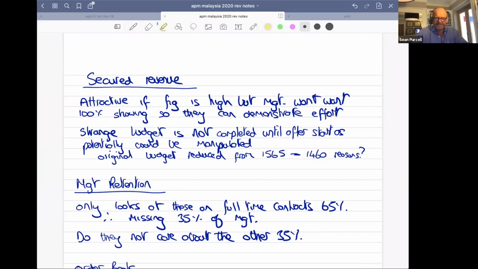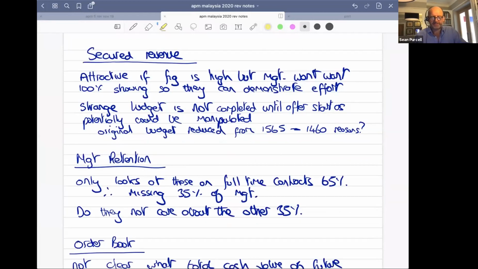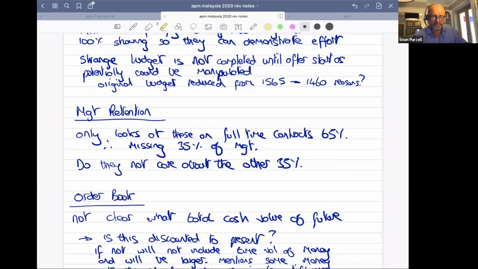A bit weird that the budget wasn't completed till well after the start of the year. That would, I would suggest, lead to manipulation and fixing of the budget, and it did go down from 1565 to 1460, so that's a bit dodgy again. In terms of management retention, it's a good thing to do, but they only look at those on full-time contracts, and that represents 65% of the workforce, so they completely ignore 35% of the workforce. So that's a bit strange as well. Are they not bothered about those people?